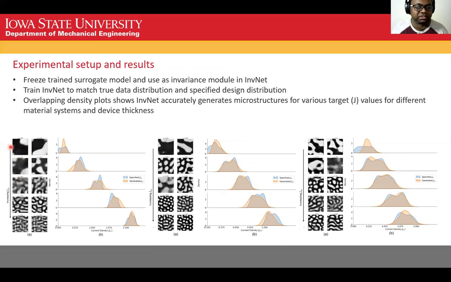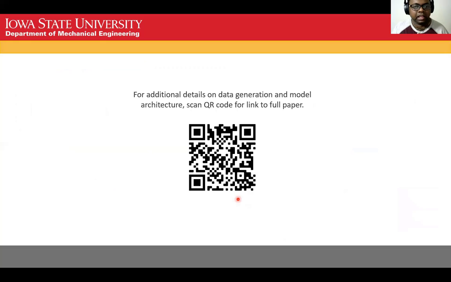Once we have the surrogate model trained, we generate different microstructures by changing the distribution, and here's how the microstructures look when you increase the J value. We also show how the design specifications which we specify, the JSC, and what we obtain from the physics surrogate match for pretty much all the cases we ran. That's how we are able to get really good results for all three material systems.